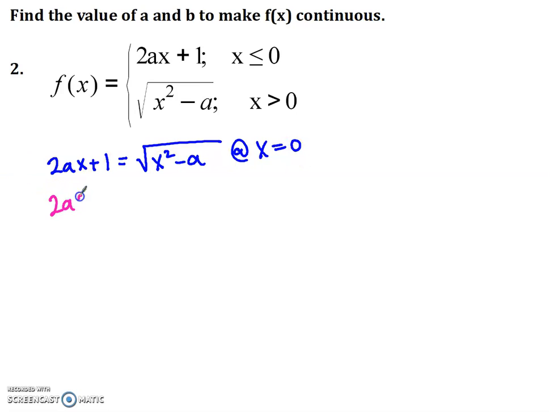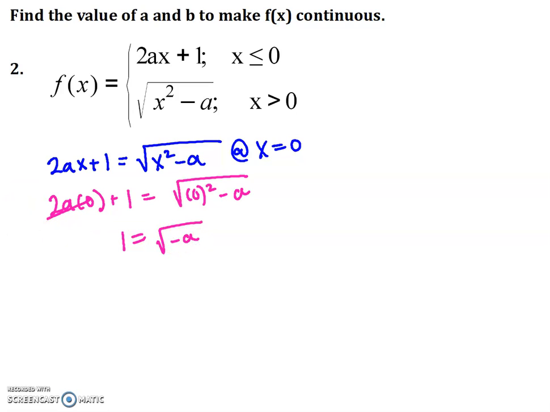So that would be 2a times 0 plus 1 equals the square root of 0 squared minus a. Well, over here, 0 times anything is just going to be 0. So that'll be a 1 equals, this will be 0 minus a. So square root of -a.